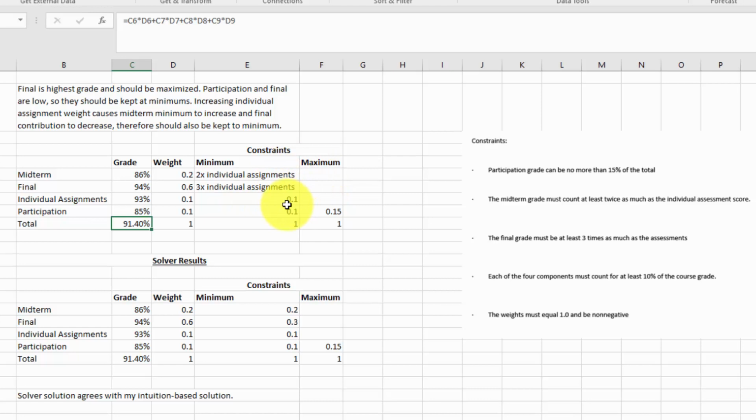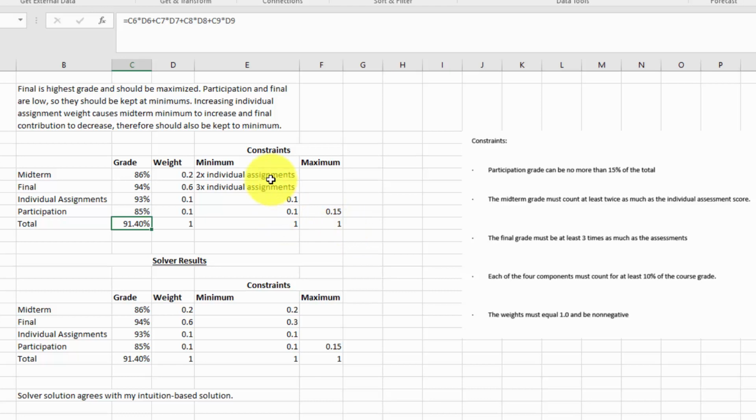We get to the individual assignment, and the only constraint on it is that it must be at least 10% of the grade. So that's what this person had there, that the individual assignment was at least 10%. Participation also has to be at least 10%, but it can be no more than 15%. And that's out of what you said there. So we've got minimum of 10%, max of 15%. And then the total is 1 under both cases.